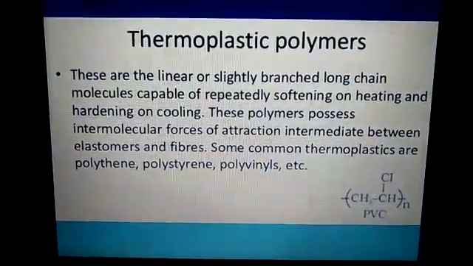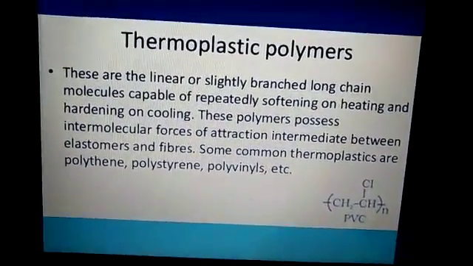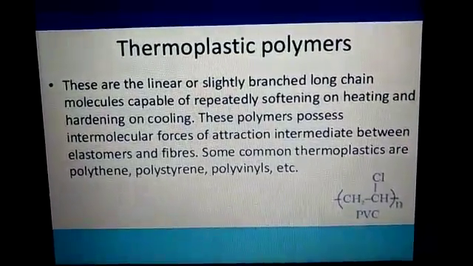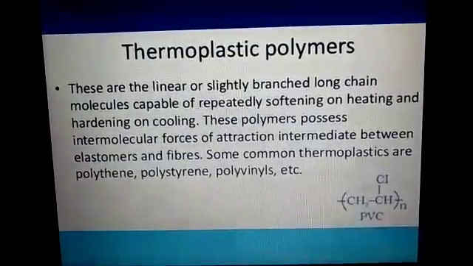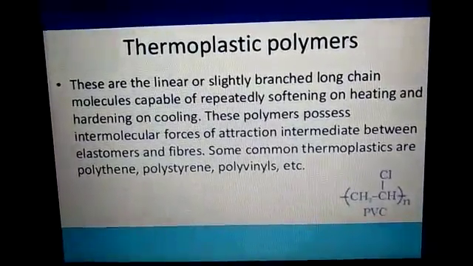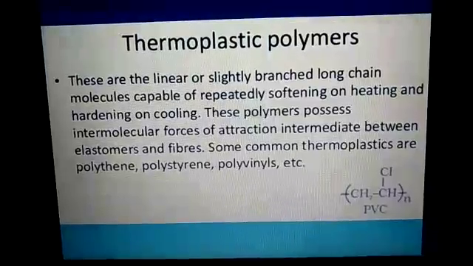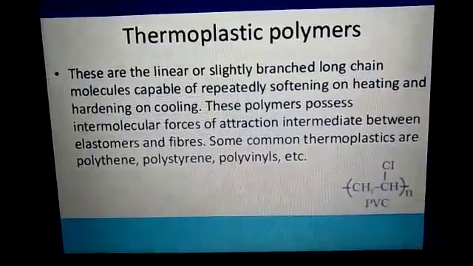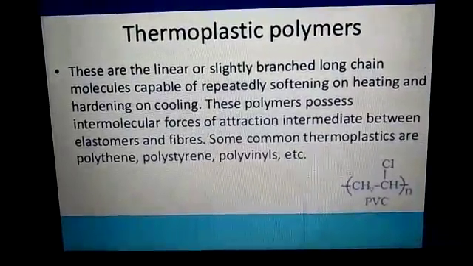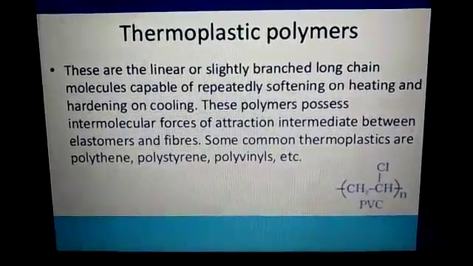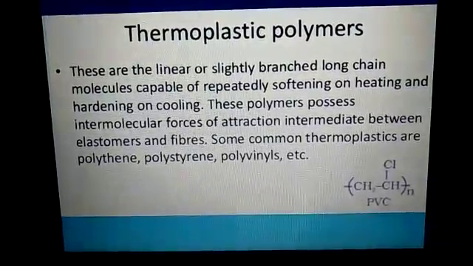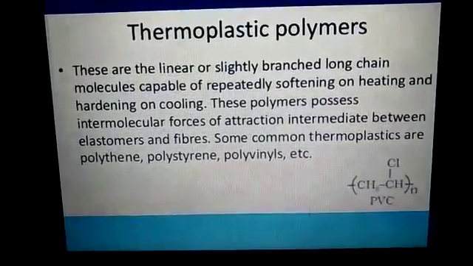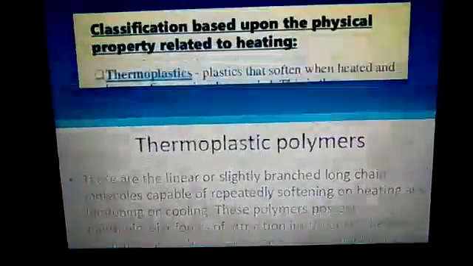Now the fourth is thermoplastics. Thermoplastic polymers are those in which the intermolecular forces of attraction are in between those of elastomers and fibers. Then we call them thermoplastics. These are linear or slightly branched long chain molecules capable of repeated softening on heating and hardening on cooling. These polymers possess intermolecular forces of attraction intermediate between elastomers and fibers. Examples: polythene, polystyrene and polyvinyl chloride.